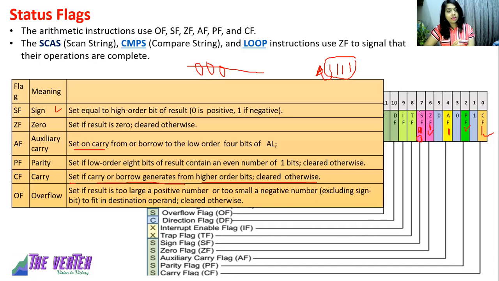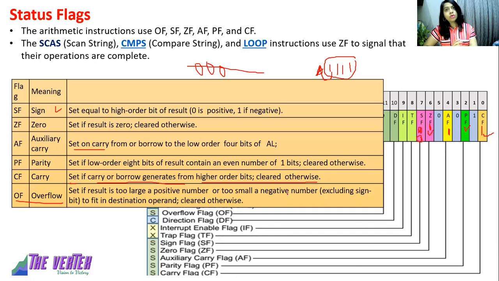And then there is the overflow flag. The overflow flag is set if the result is too large a positive number, or too small a negative number. That means if you add two negative numbers and you get a positive result, then the overflow flag will be set to 1. Otherwise, not. Or if you add two positive numbers and your result is negative, whenever there is a wrong result, the overflow flag will be set to 1.